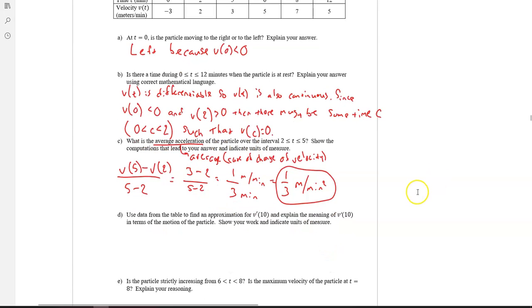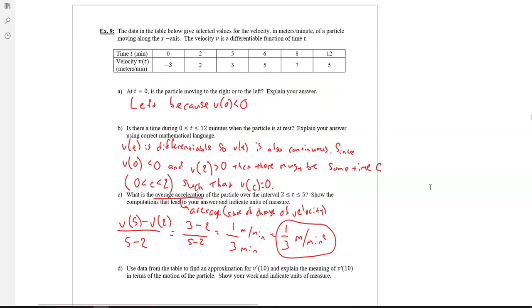Perfect. Thank you. All right, and then letter D, use the data from the table to find an approximation for v prime of 10 and explain the meaning of v prime of 10 in terms of the motion of the particle. Show your work, indicate units of measure. So any ideas on this one?